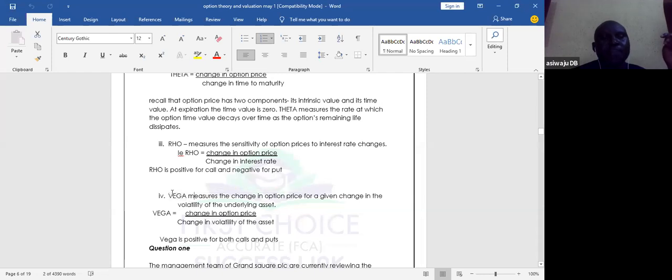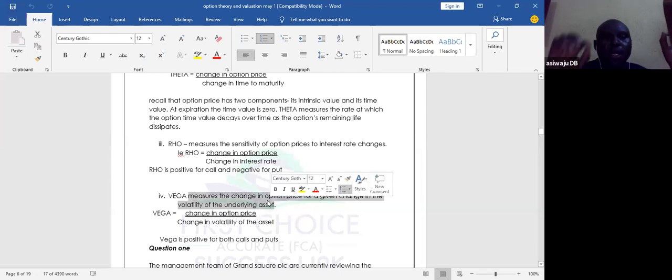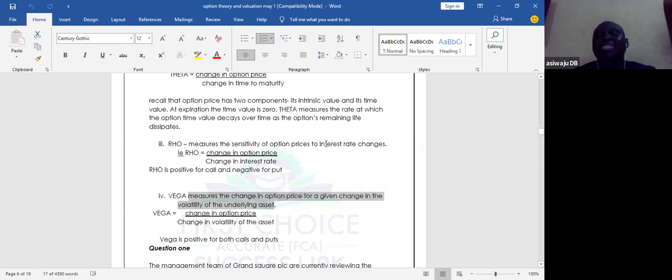Now the last one is what we call the Vega. Vega measures change in option price for a given change in the volatility of the underlying asset, meaning change in option price as a result of change in volatility, change in option price as a result of change in your risk level.